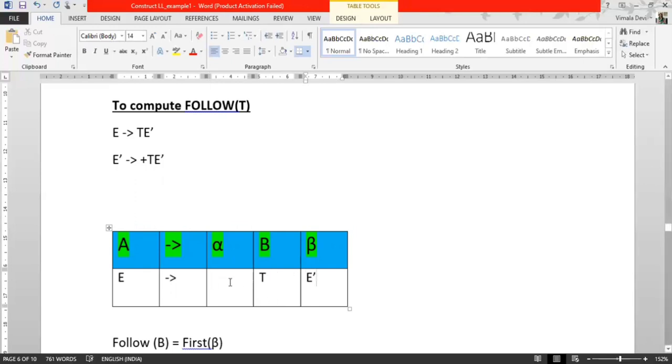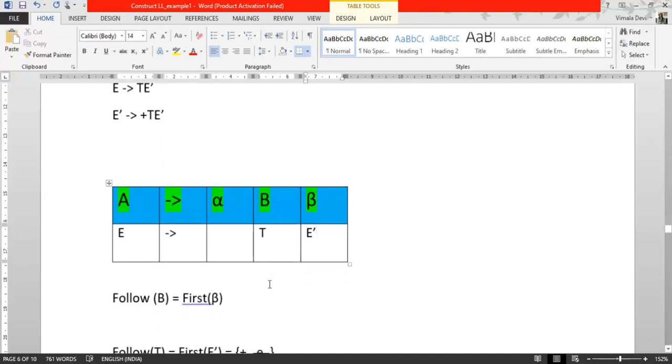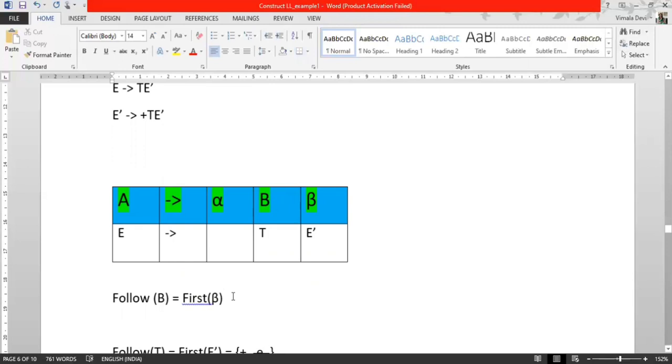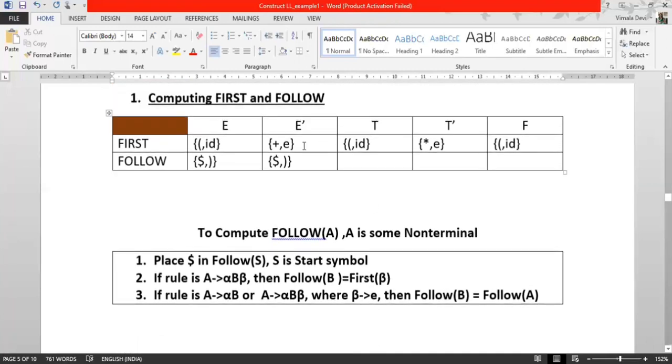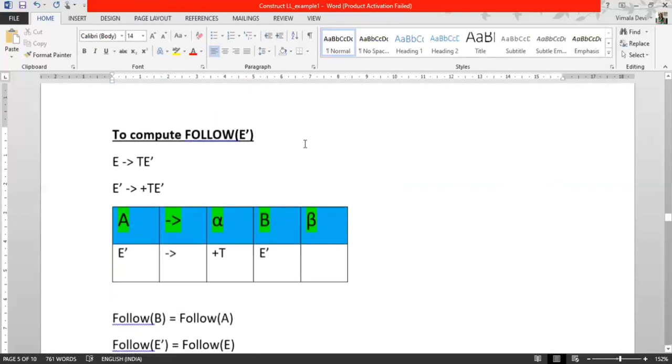In fact, there is no alpha part. T is matched against B. After B, there are some symbols following this B. When there are symbols following B, what is the rule to compute the follow set? Follow of B is equal to first of beta. So as per the rule, follow of T is equal to first of E dash. So what is first of E dash? We have already identified in the table, it is nothing but plus and epsilon.